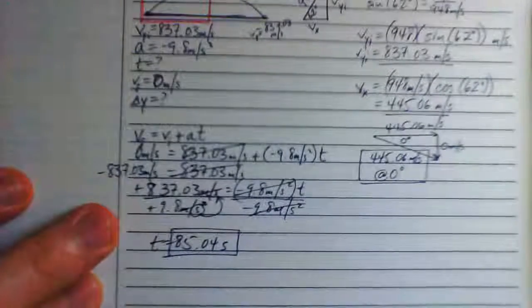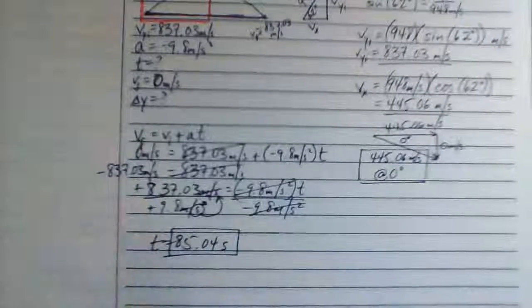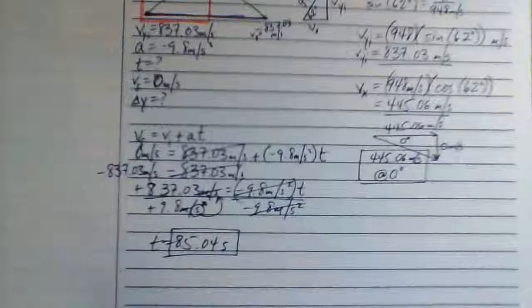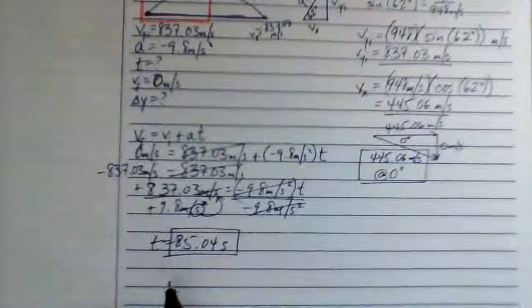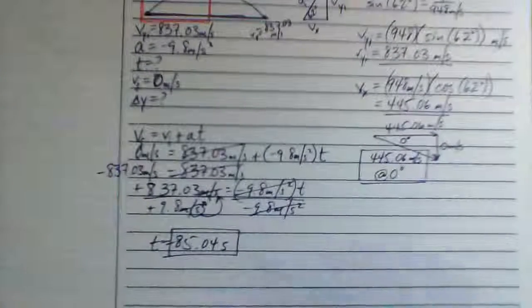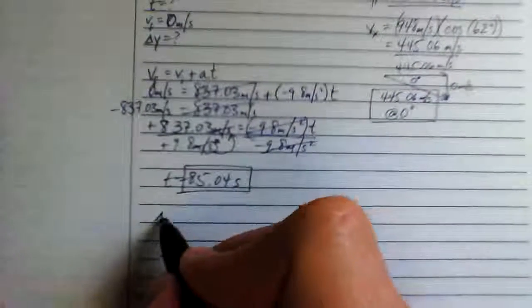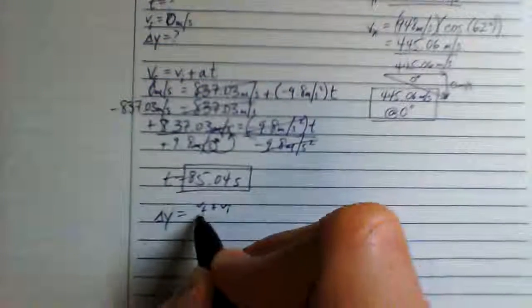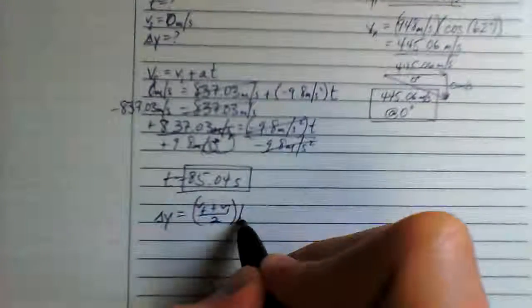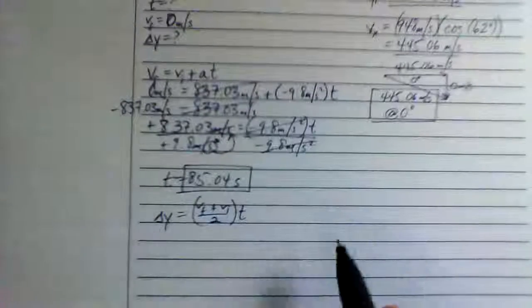Part C says, what is the maximum height of the bullet? Alright, you can use time if you want to on this. We have 4 kinematic equations that we're looking at. If you want to use time, which is 85.04 seconds, you could say, and I'm just going to write it down here because you could do it, delta y equals Vf plus Vi over 2 times t. I'm actually going to go ahead and do that because I kind of like this one.